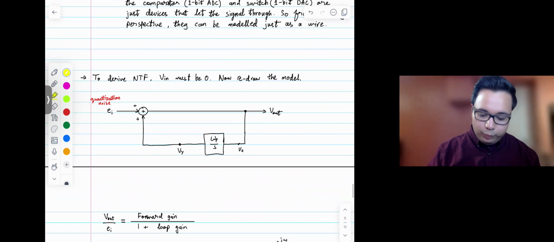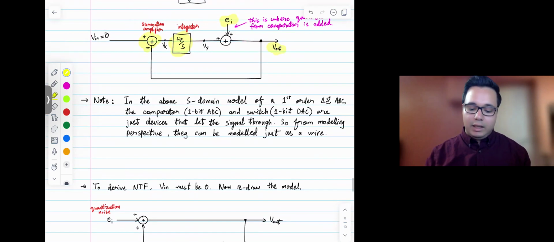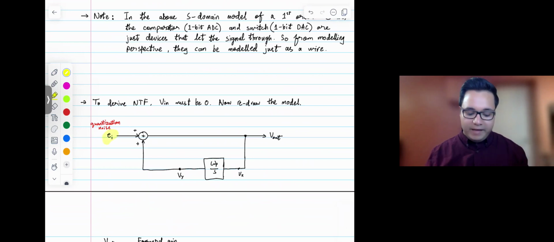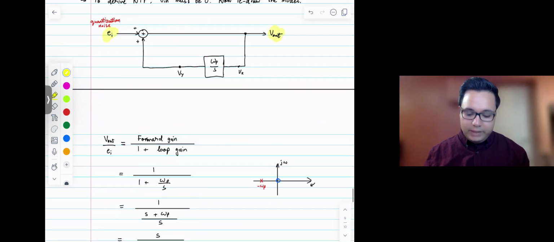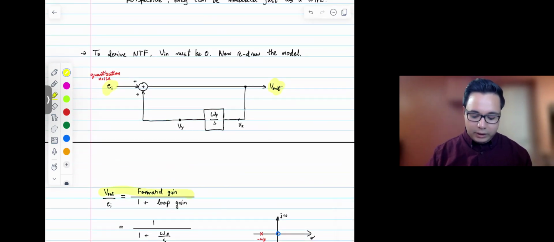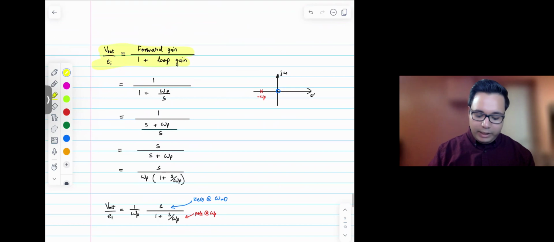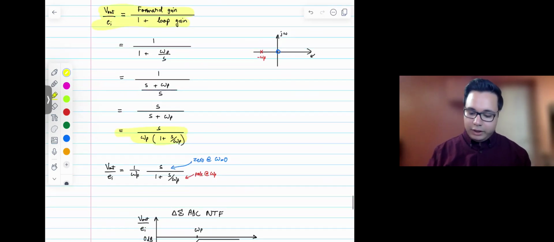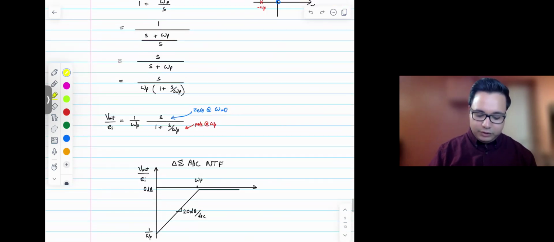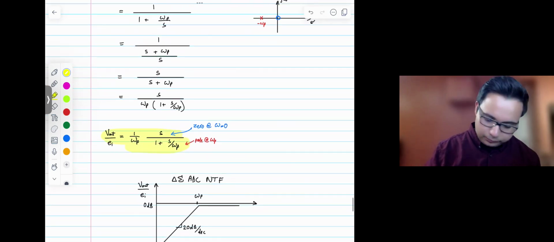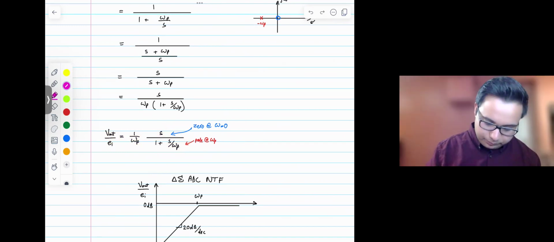And so we can redraw this S-domain model by having EI as the input and V out as the output, and then you can derive the transfer function V out over EI, which would be forward loop divided by 1 plus loop gain, and you would end up with this transfer function over here. All right, and that shows us that there's some DC gain over here.